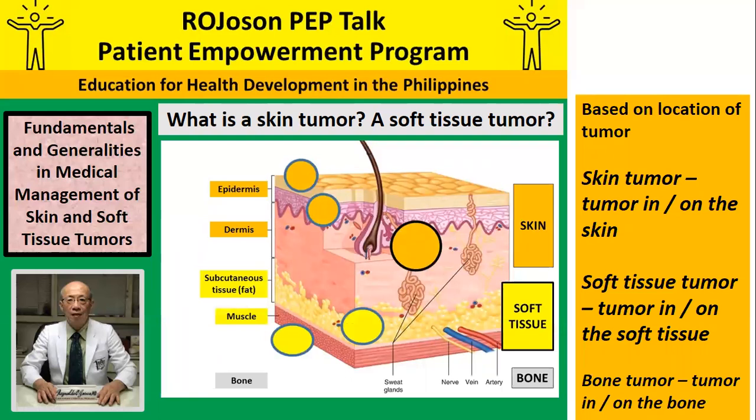Based on the location of the tumor, a skin tumor is a tumor in and on the skin, in the epidermis and dermis. Soft tissue tumor is a tumor in and on the soft tissue, subcutaneous fat, muscles. Bone tumors are tumors in and on the bone.